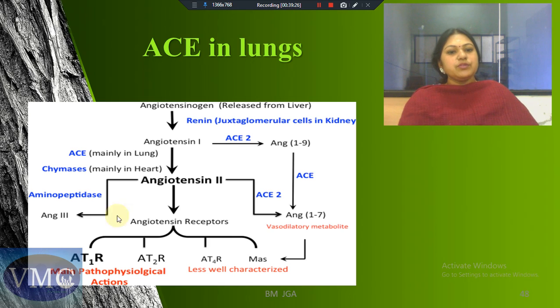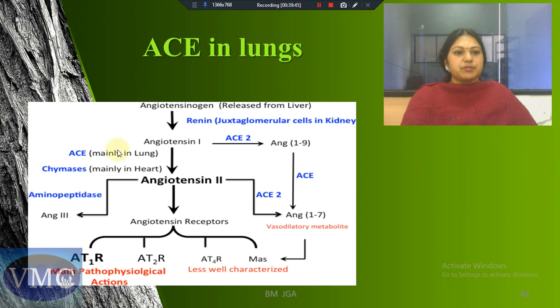So okay, what happens here? Angiotensin 2 is formed, goes and acts on the receptors, and causes the physiological functions as well as pathological functions too. When it is overactive, it causes pathological, dangerous, deleterious effects too.